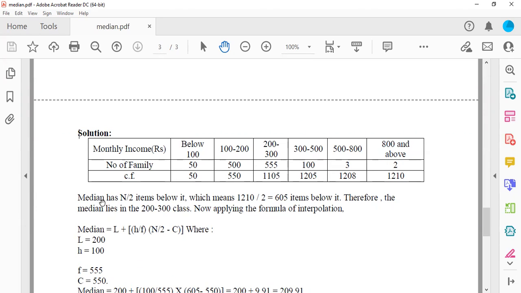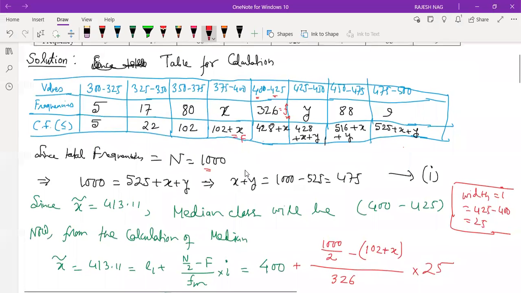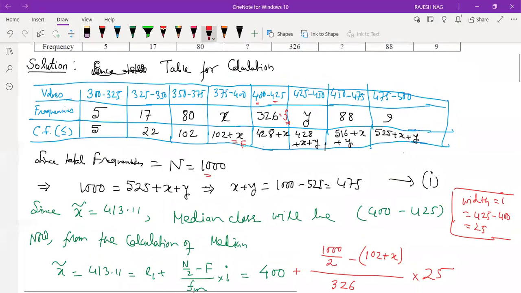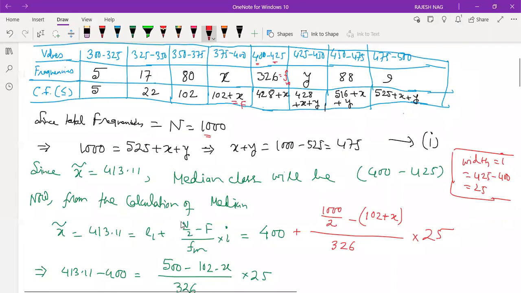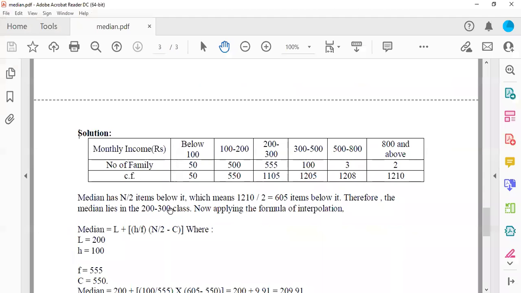Write the line: median has n by 2 items below it. Then we always get, for this example also, when you calculate the median, n by 2. So we are going for the n by 2 item. N by 2 means 50% value. So this is the basic. Median has n by 2 items below it. If n is the total number of values, n means 100%, n by 2 means 50%.